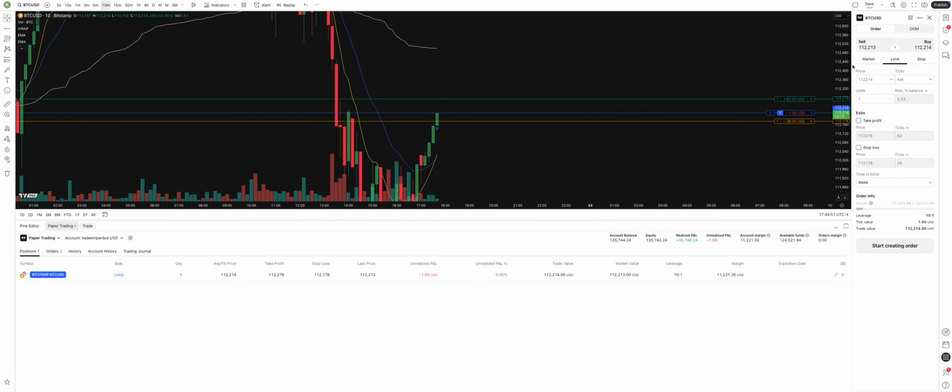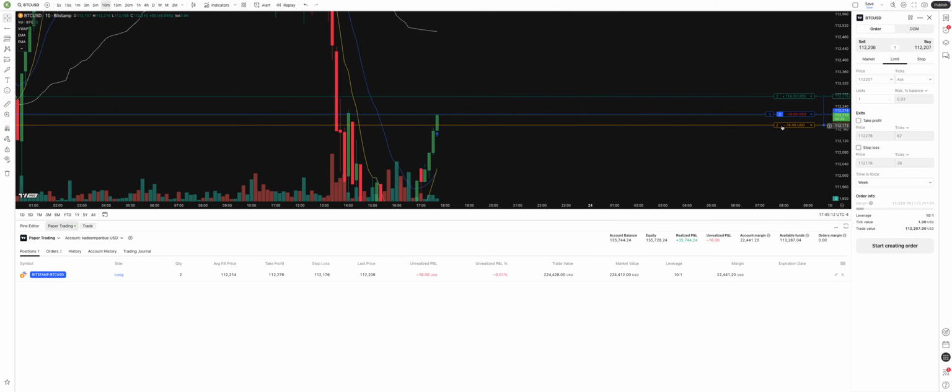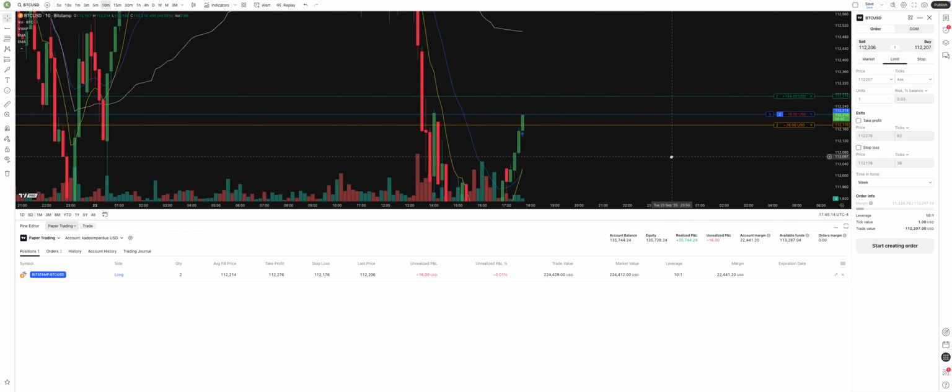If we want to add additional shares, we certainly can. If we want to add another one, we can buy another one, right? And now we have 2. And that will also update our existing order, right? With selling both those Bitcoins if price hits that level.